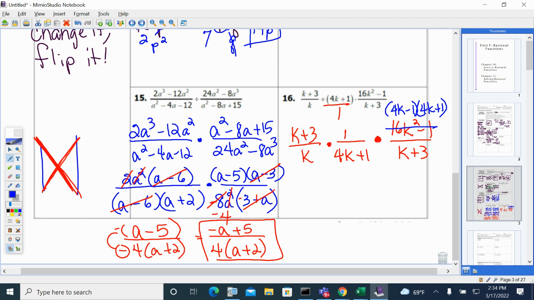So I've got it in factored form. And then at that point, you just have to make sure that if you're looking for your common binomial factors, one has to be in the top, one has to be in any bottom. So the k plus 3's can go away. The 4k plus 1 can cancel with the other 4k plus 1. And all we have left is a 4k minus 1 in the top and a k in the denominator. So that's how that's done when you have more than one fraction.